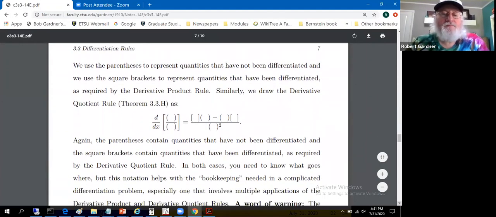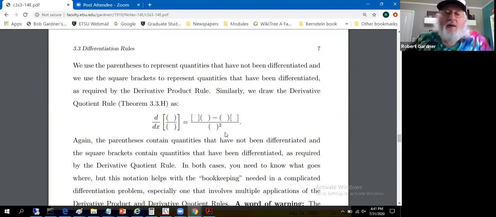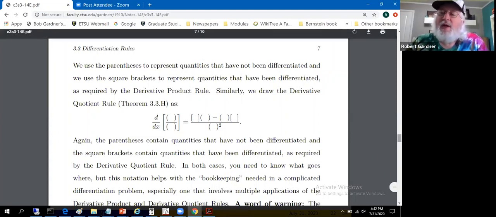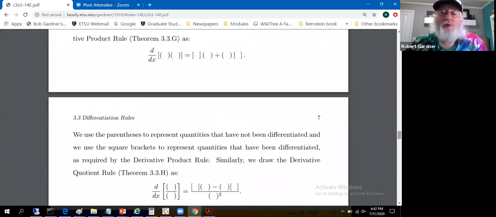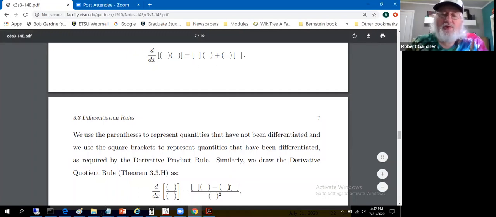Quotient rule, same thing. A derivative of the quotient with the square brackets can be drawn as the derivative of the numerator times the denominator minus the numerator times the derivative of the denominator, over the denominator squared. It's fill in the blank. Put derivatives in the square brackets. You have to know what goes where. The numerator goes first: a derivative of the numerator times the denominator minus numerator times derivative of the denominator, and so forth. Notice that, if I can get them both on the screen at the same time, the picture of the product rule looks like the numerator mostly in the derivative of the quotient. The difference is we've got a plus here and a minus here. So I'm looking for patterns to help you remember these things.